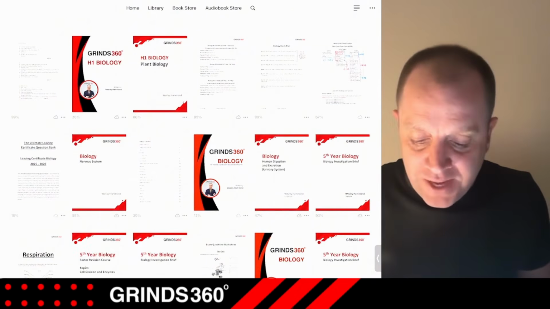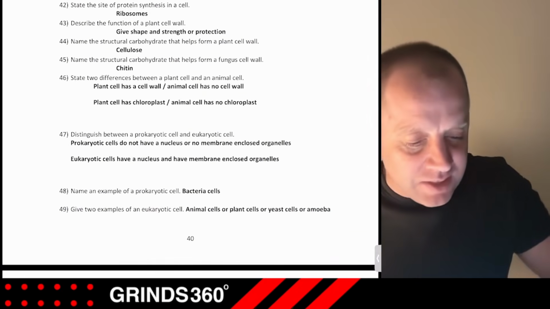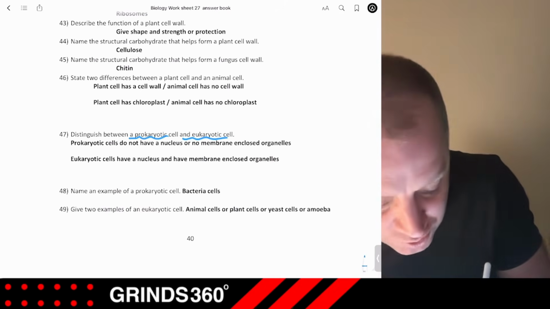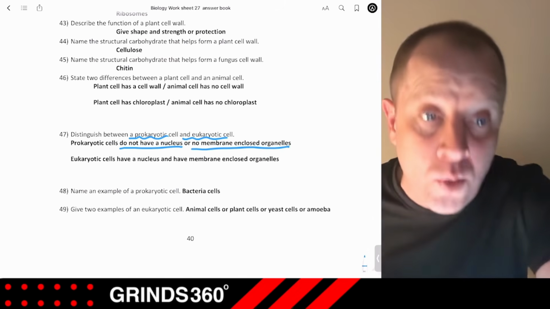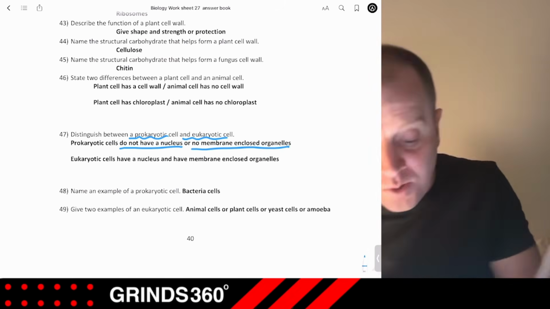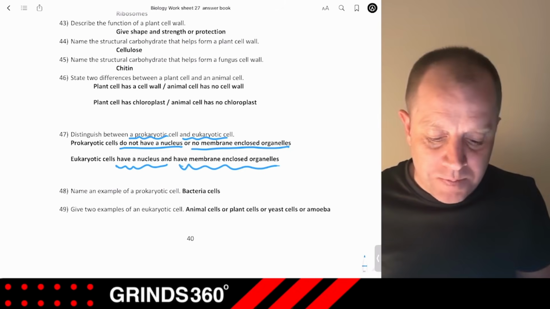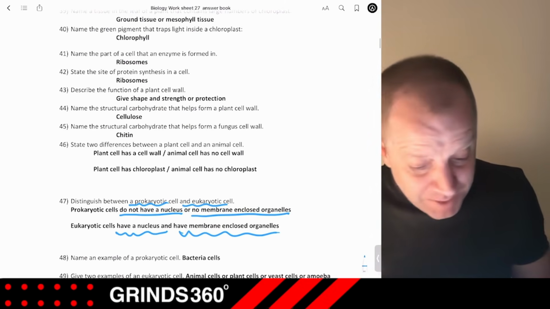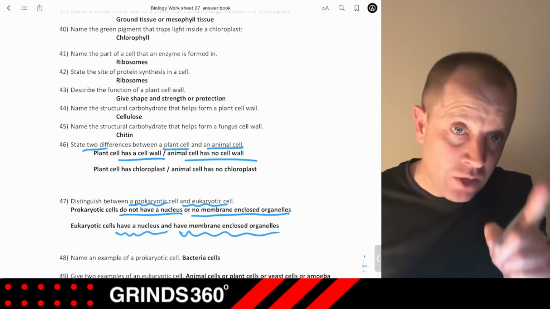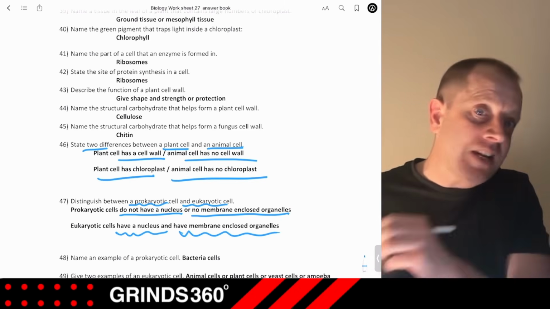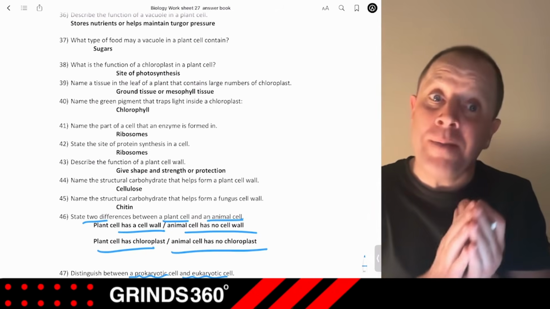Okay, to finish that off then, let's just take a quick look at our last couple of questions here. If you go to the bottom of page 40, it says here, distinguish between a prokaryotic cell and a eukaryotic cell. A prokaryotic cell does not have a nucleus and it does not have membrane-enclosed organelles. Always give the full definition. You don't know how much they're looking for, so always give the full definition. A eukaryotic cell has a nucleus and it has membrane-enclosed organelles. Okay, brilliant. And other than that, look, it says give two differences between a plant and animal cell. A plant cell has a cell wall, an animal cell doesn't. You gotta say the other one. And a plant cell has a chloroplast, but you gotta say an animal cell doesn't. Okay? Brilliant.